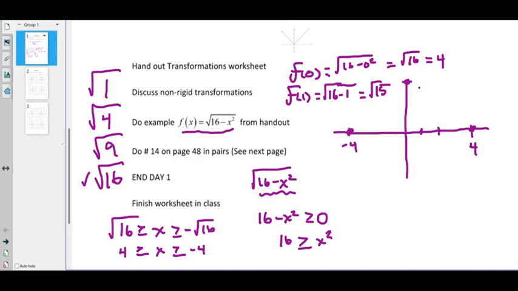Let me erase, let me get some space here. Oh, wrong thing. There's my erase.